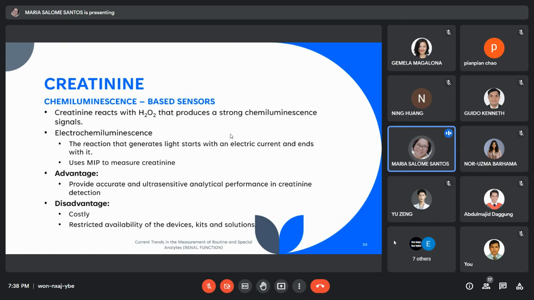For the chemiluminescence-based sensors, chemiluminescence happens when a molecule is stimulated by a chemical reaction. In one of the studies, creatinine reacts with hydrogen peroxide that produces a strong chemiluminescence signal. Then electrochemiluminescence is a type of chemiluminescence in which the reaction that generates light starts with an electric current and ends with it. It also uses molecular imprints to measure creatinine.